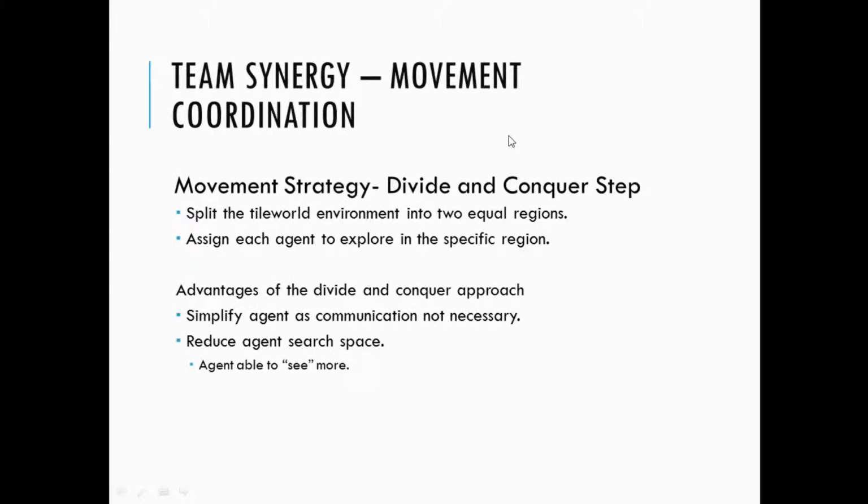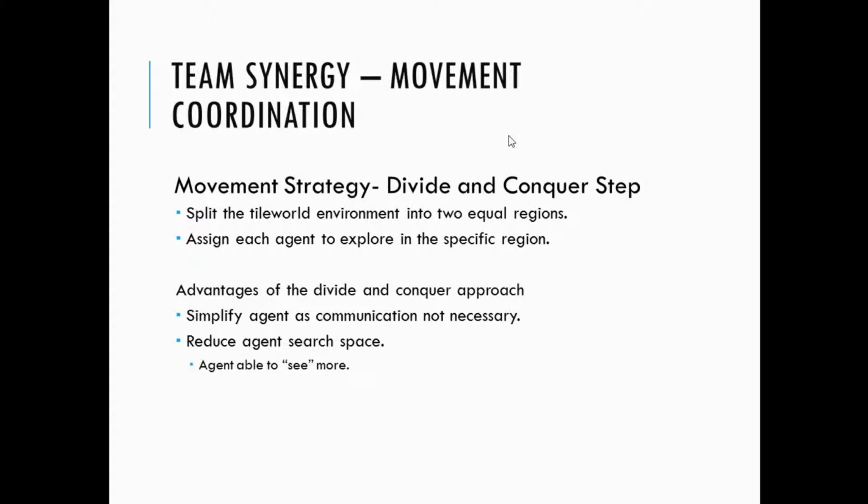In this section, we will talk about the movement coordination that we have implemented. We've decided to utilize the divide and conquer approach for how the agent should carry out exploration. The first step of the divide and conquer approach, we split the environment into 2 equal regions. Each agent is then assigned to explore one of the 2 regions.